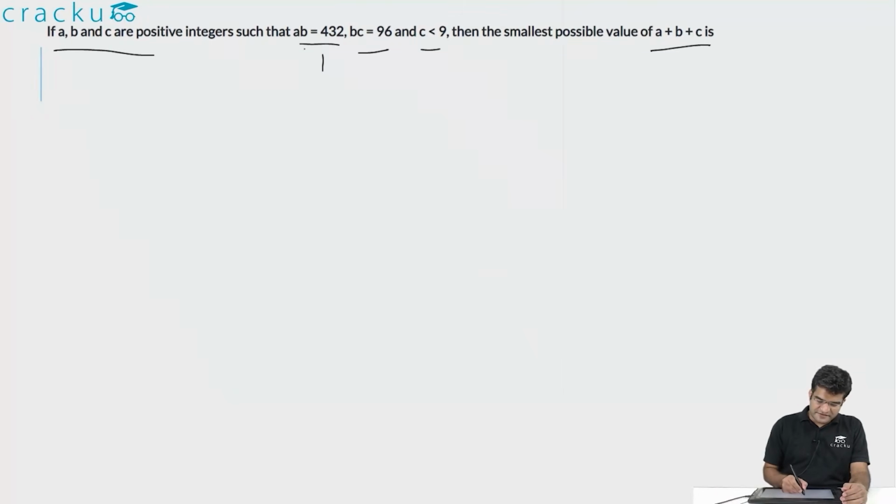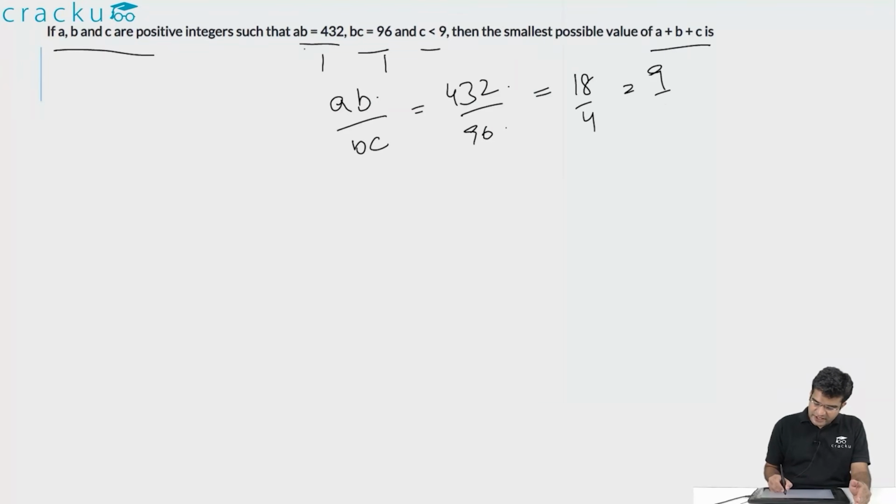If you look at the two equations that are given to us, we are given the product of a and b and we are given the product of b and c. So let us divide one equation by the other. Therefore, what is the value of ab divided by bc? This will equal 432 divided by 96. You can cancel 24 from both the numerator and denominator. So this will equal 18 divided by 4, or this is equal to 9 by 2.